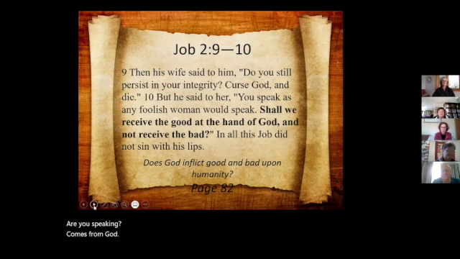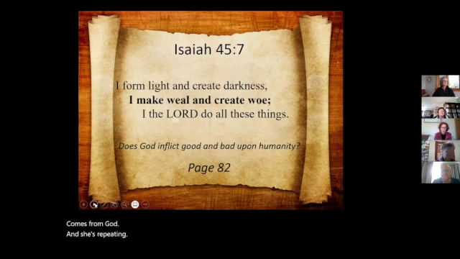And is this repeated elsewhere in the Bible? Well, as it happens, it is. We find it later on in Isaiah. I form light and create darkness. I make weal, which is an old word for peace, because they want some rhyming things in the NRSV. I make weal and create woe. I, the Lord, do all these things. So clearly there is the belief that what is good and what is bad emanates from God.